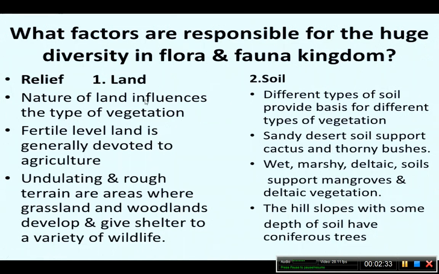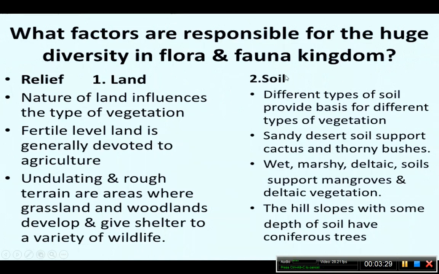You know that the nature of land, plain, plateau, and mountain, causes the type of vegetation found in our country. Fertile level land is generally devoted to agriculture. Human beings do not leave fertile level land unused; it is used for satisfying the needs of human beings, mainly food grains. Undulating rough terrain are areas where grassland and woodlands develop and give shelter to a variety of wildlife.